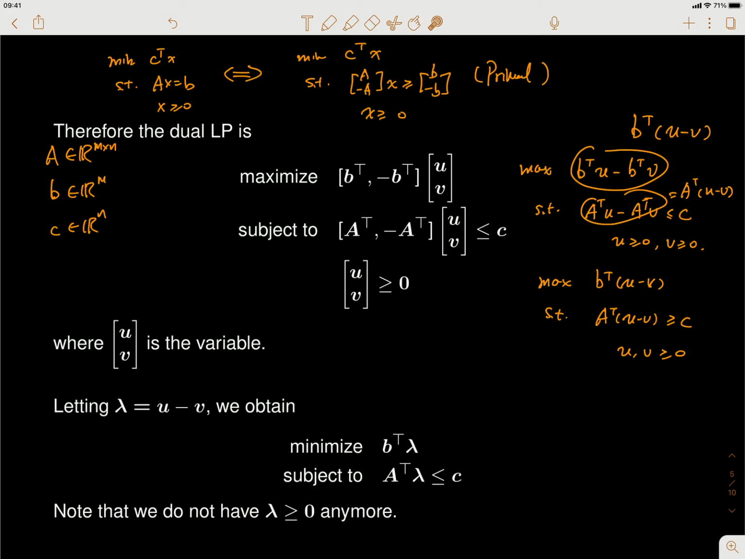The u minus v can be anything, so we can just ignore this, and just treat this as lambda and this as lambda, and then we're just maximizing lambda, and we don't have any constraint on lambda. Lambda can be positive, negative, or mixed, right? And that is why, if we substitute the u minus v by lambda, we essentially just get this. Okay, sorry, it should be maximizing.